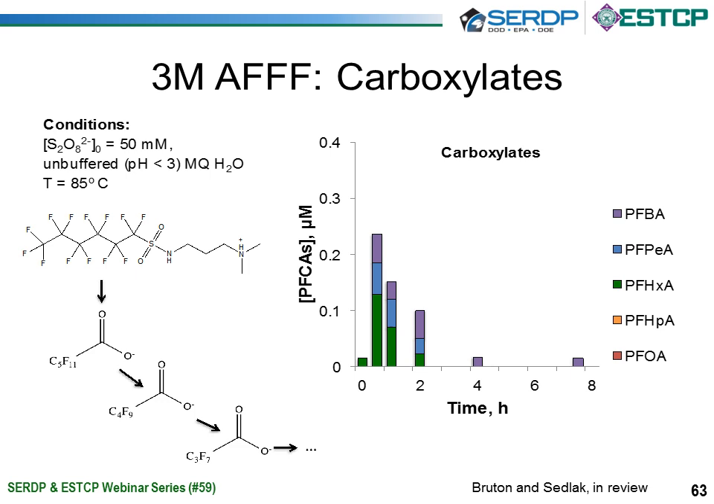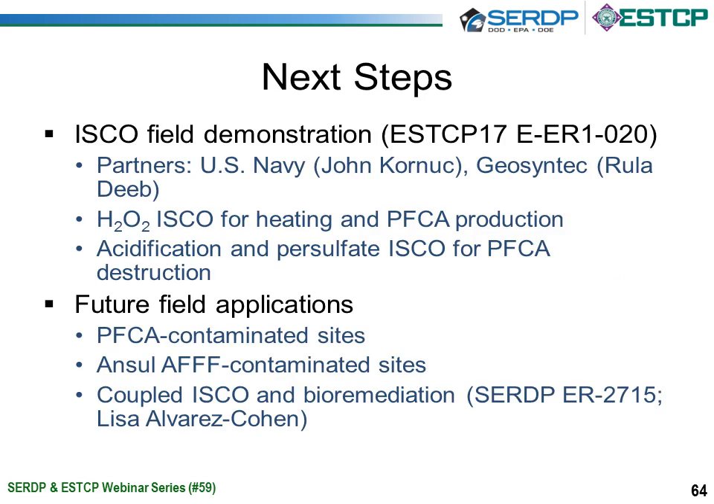Slide 64. And so what we've learned from this research is that it is possible to remediate AFFF contaminated groundwater with heat-activated persulfate, but it requires a very specific set of conditions. It requires that you drop the pH below 3. It requires that you not have a lot of chloride around, and it will not work on the sulfonate compounds.